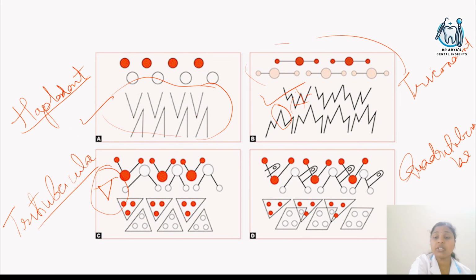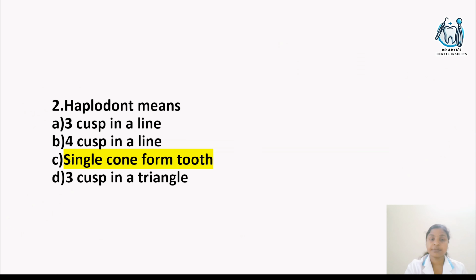This is the triconodont, three cusps in line. This is a tritubercular form. Here, this is a more efficient form and three cusps in a triangle. And here, this is the four cusps in a quadrangle, or quadritubercular molar. Okay. So the answer for haplodont is single cone form tooth.